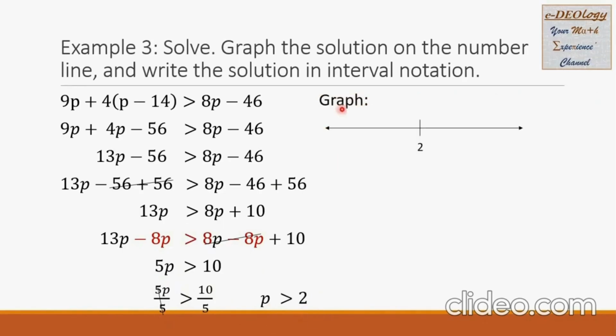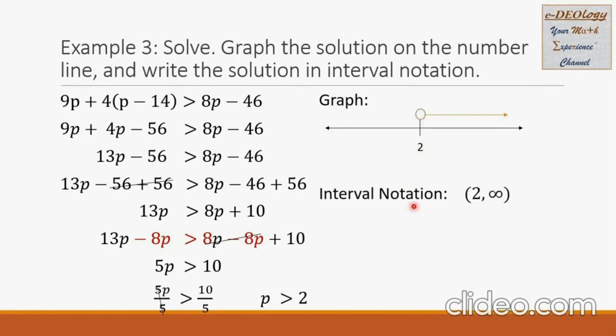For our graph, we draw the number line and we put the number 2. Then let us check again our inequality. All numbers that are greater than 2. So those numbers that are on the right of 2. So this is our graph. But since the number 2 is not part of the solution, we should put a hole on top of 2.